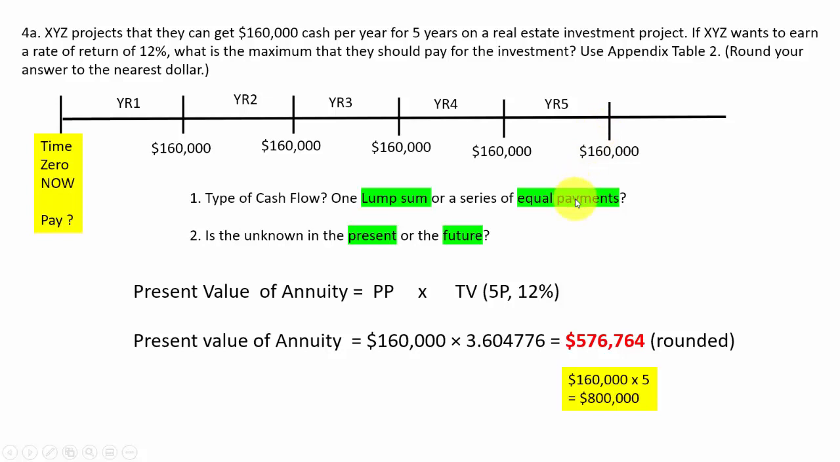Again, to summarize, in this problem we had a series of equal payments, and so we're dealing with an equal payment situation. Next is the unknown. That is, the unknown in this formula, is it something that is in the present or in the future? And it's in the present because that's when we're going to actually pay for this investment, and so that's the present value of annuity. And then we're going to take that present value of annuity formula, plug in the pieces that we know, and solve for the unknown piece.